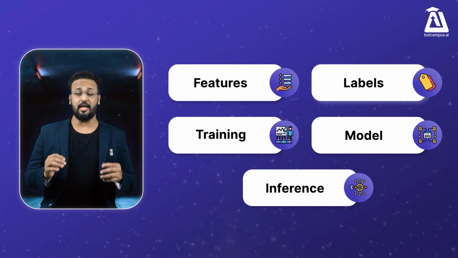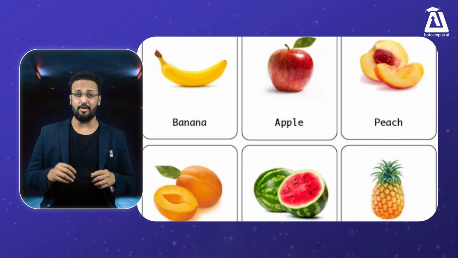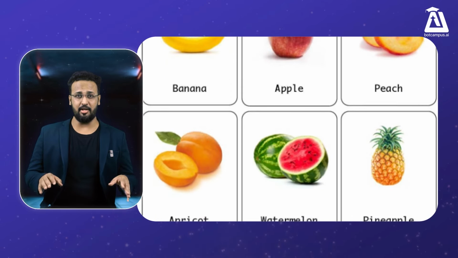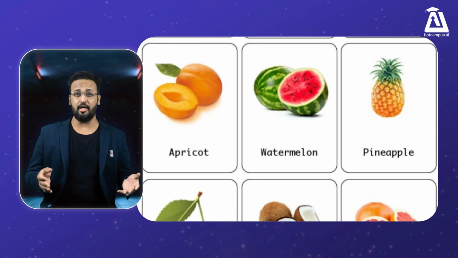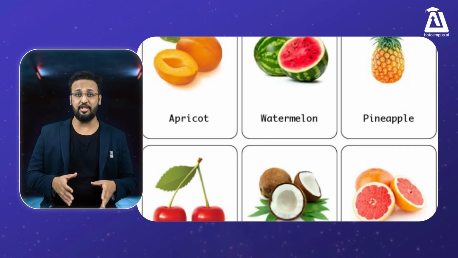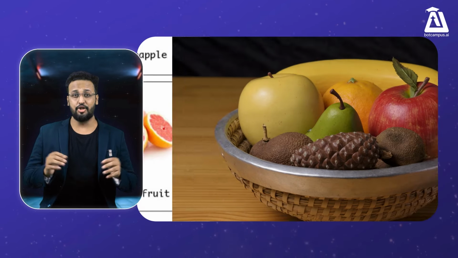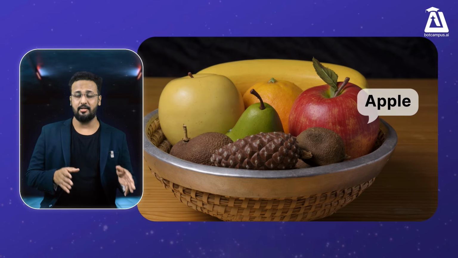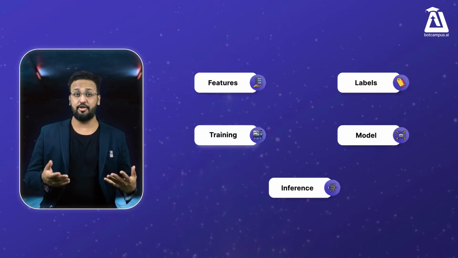Labels. Continuing with our fruit example, labels are like name tags on each fruit. In machine learning, a label is the answer or outcome we are trying to predict based on the features. It's what we are teaching the machine to recognize. So if we show our machine a bunch of fruits and tell it which ones are apples, apple becomes the label for those examples.